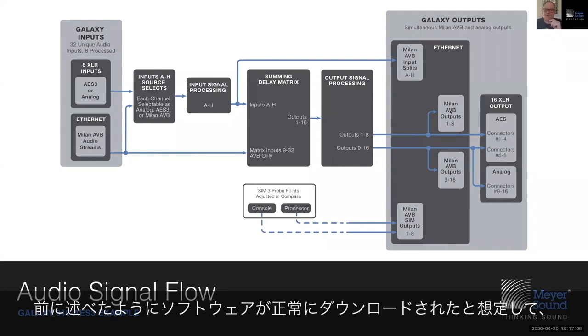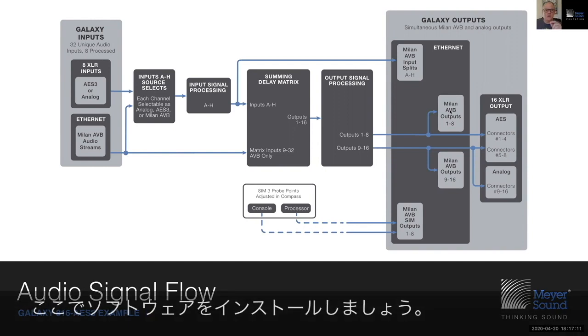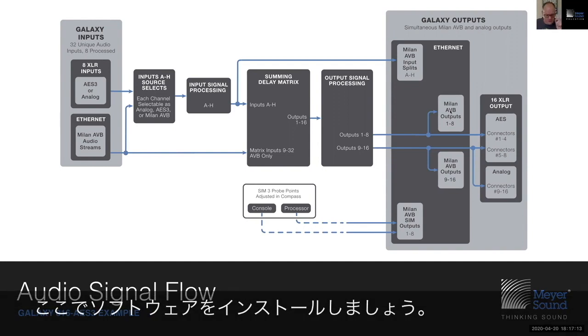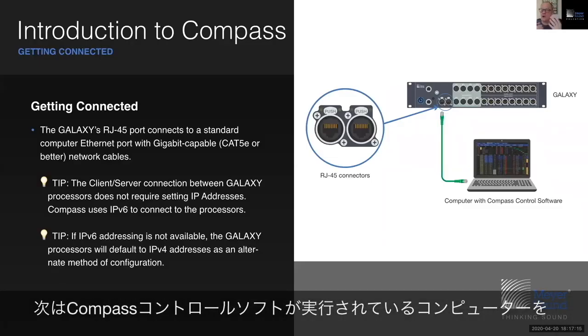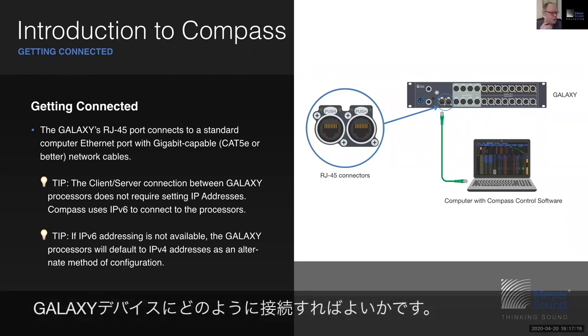Now, I'm going to assume that we've successfully downloaded the software, as I showed you before, and installed the software, and that means that the next thing is, how do I get connected? How do I connect my computer running the Compass control software? How do I connect it to the Galaxy device of my choosing?